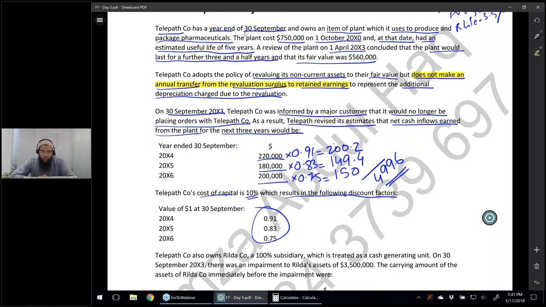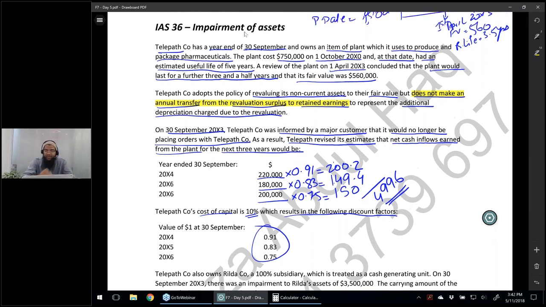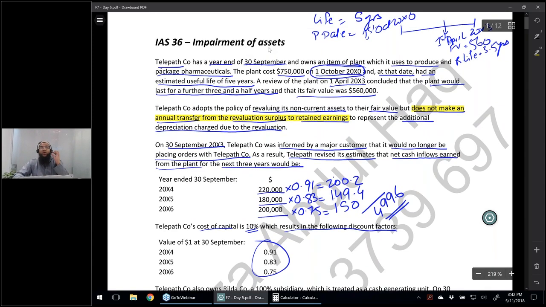Now what we need to do is that we had acquired the plant on 1st October 20x0 for 750, and then we revalued the plant on 1st April 20x3 when the fair value was 560, and then on 30th September we are impairing the asset. So now the question requirement is to calculate the value before impairment, which means that before this information we have to calculate the value. So let's try.